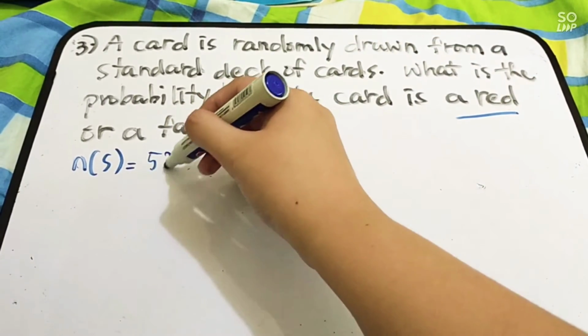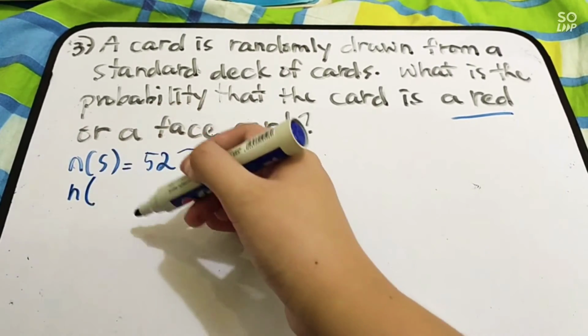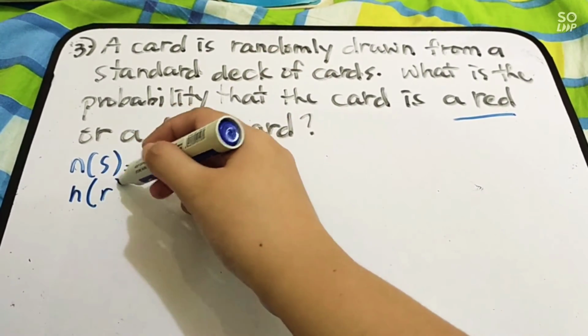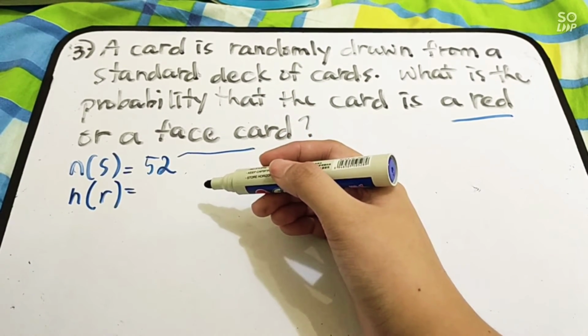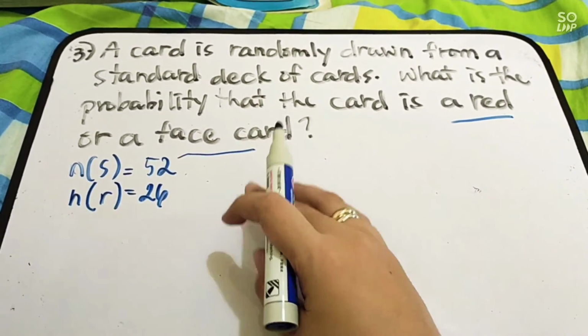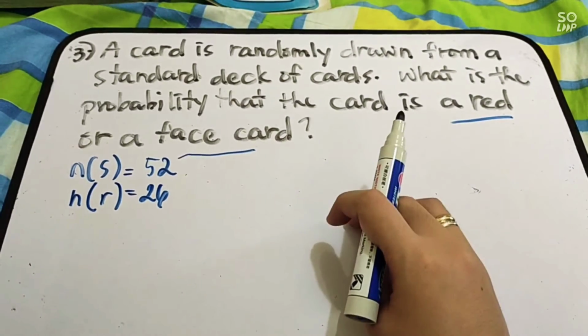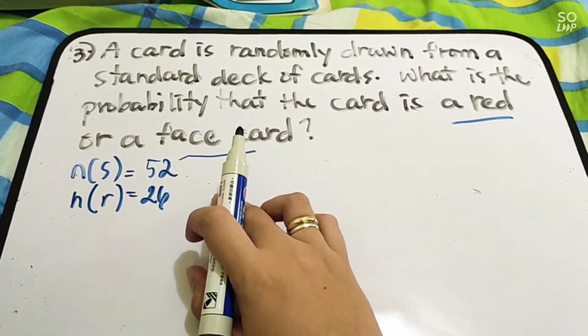That is 52 cards. Then, the number of red cards for our event, we have 26. We have hearts and then we have diamonds, diba?